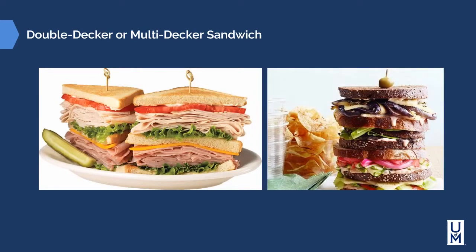Another example of that would be something like a Dagwood sandwich, which is pretty much everything that's in the refrigerator put in multiple layers of the sandwiches.